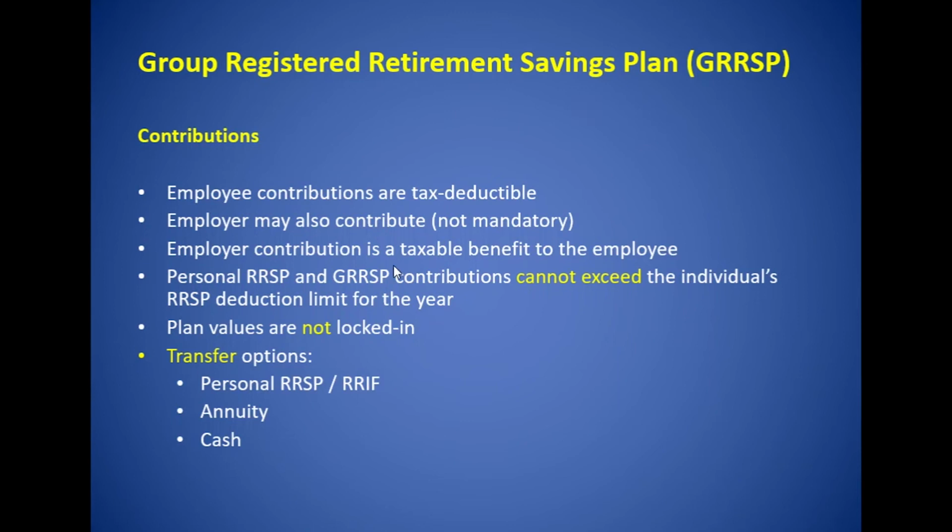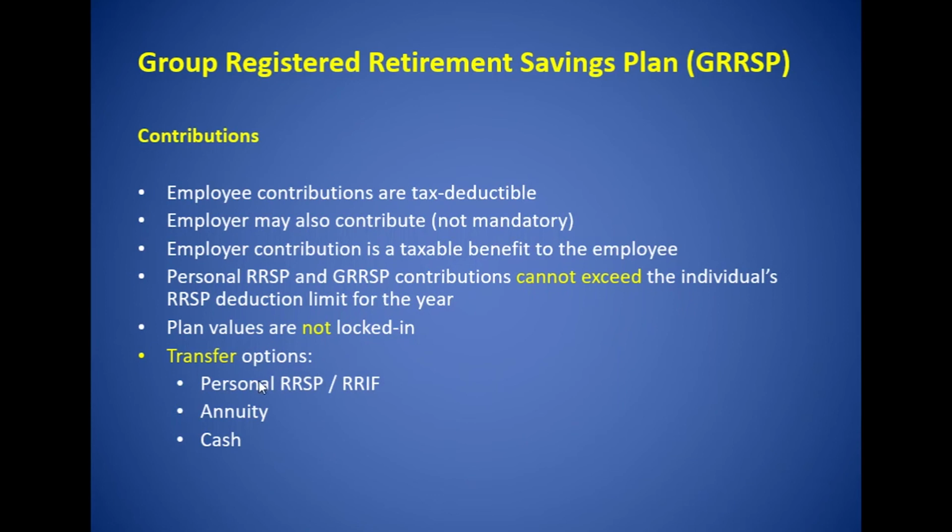These monies or these assets that are accumulating in the group RSP are not locked in. Just as the assets in your individual RSP are not locked in, you can take the money out at any time. Now, obviously, if you do that, it's going to be subject to income tax in the year that you take the money out. And so group RSPs and deferred profit sharing plans are examples of retirement savings programs where you, as a participant in that program, can actually get access to the money. It's not locked in.